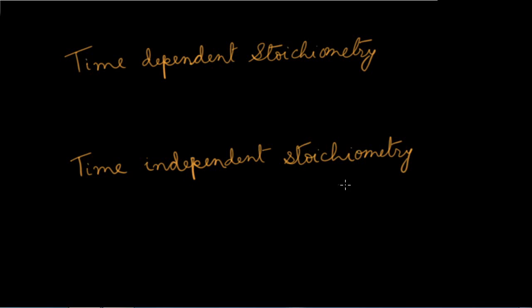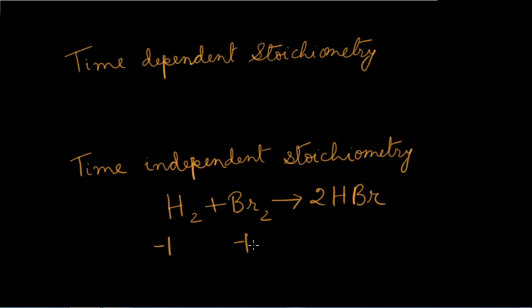Okay, so let us take two examples. When we are talking about time independent stoichiometry, this is the simpler one. The stoichiometric coefficients are always constant. So we can write a reaction like this: hydrogen molecule reacts with bromine molecule to form two molecules of HBr. So these stoichiometric coefficients, which are -1 for hydrogen and -1 for bromine and 2 for HBr, all these stoichiometric coefficients are constant throughout the reaction.